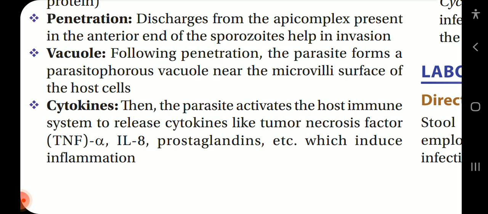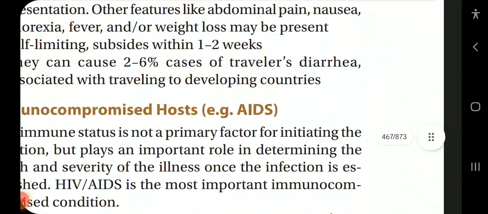Cytokines: then the parasite activates the host immune system to release cytokines like tumor necrosis factor, TNF alpha, interleukin 8, prostaglandins, etc., which induce inflammation.